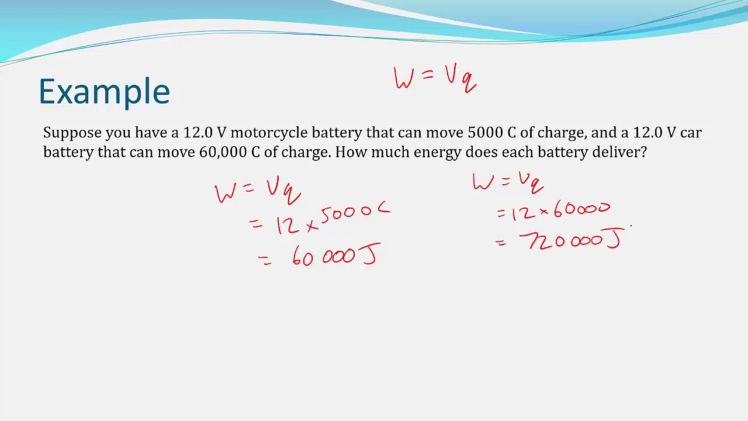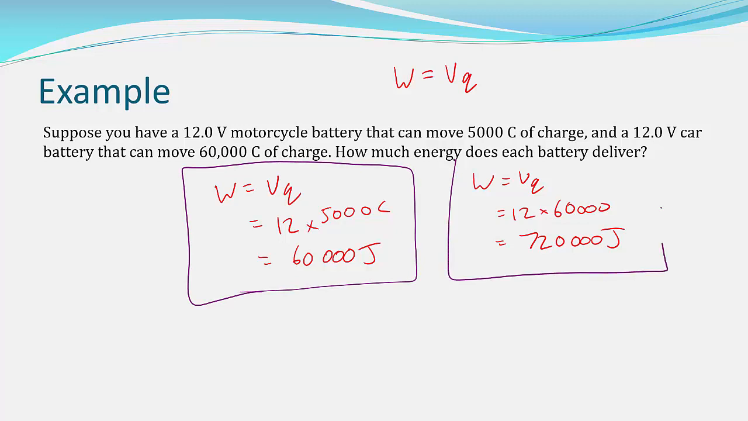720,000 joules. And I guess the point that this question sort of makes is that both batteries, a car battery and a bike battery, they both have the same voltage. They both have 12 volts. However, you have one battery that has a lot more charge in it than the other battery. And because it has more charge in it, and eventually it's going to deplete all of that charge, it can produce a lot more work, or it can use up a lot more energy, or it actually has a lot more energy within it, depending on how you want to look at it.